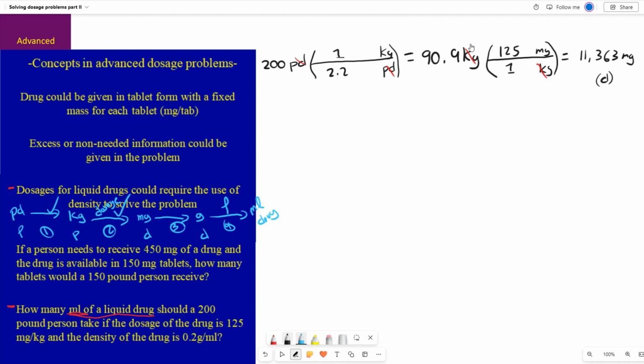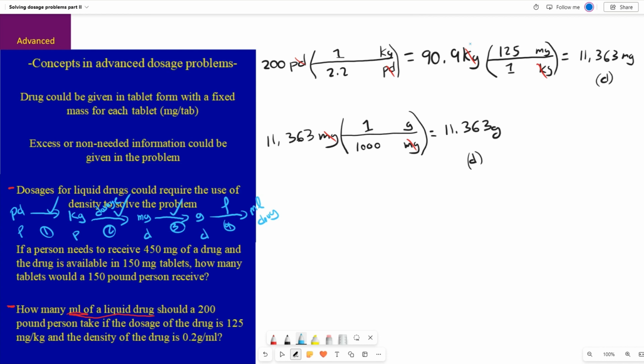Now we want to go from milligrams of drug to grams of drug because the density of our drug is given in grams. So I have 11,363 milligrams. Put milligrams on the bottom, grams on the top. Grams is the larger unit, so it gets the 1, and then it's a 1,000 to 1 ratio, so there's 1,000 milligrams for every 1 gram. Milligrams and milligrams will cancel out. 11,363 times 1 divided by 1,000 gives us 11.363 grams. So that's now our drug in gram form.